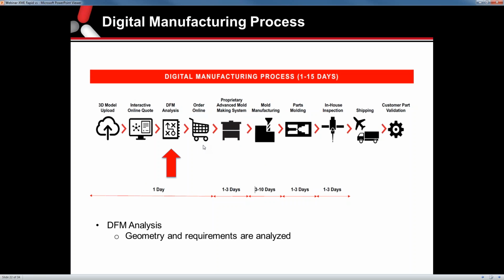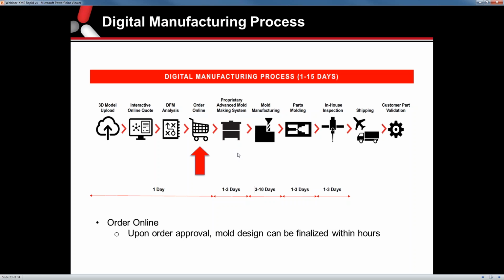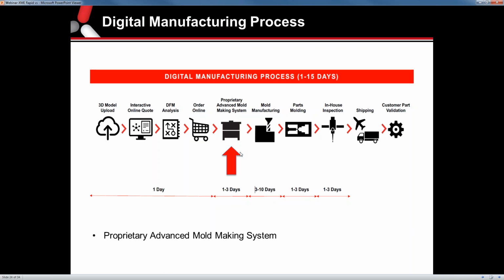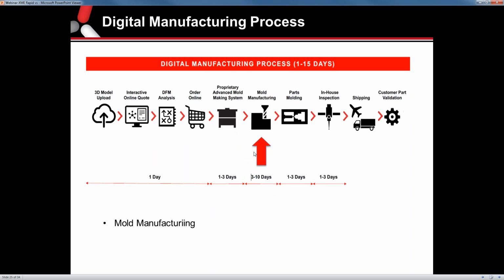You can place your order right online, upload your PO. There's no manual process. So once the order is placed, it goes into design. And we have our proprietary advanced mold making system, which goes from design to CNC and right into the mold manufacturing and mold assembly. From there, we mold your parts within a few days of the mold being done. We do any inspections that are required or requested by the customer. We have a basic level of inspection, but we do offer different levels depending on the requirements.